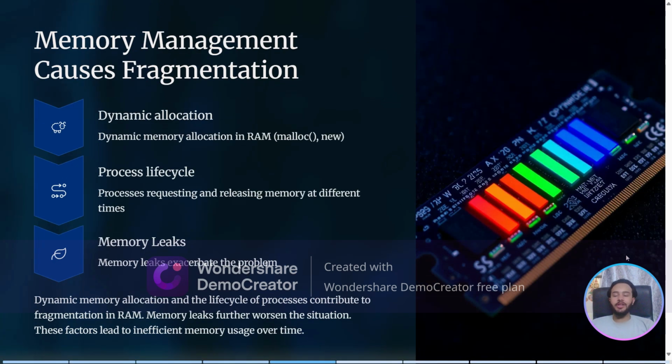Memory management causes fragmentation. Dynamic memory allocation in RAM is one factor. Process lifecycle: processes request and release memory at different times. Memory leaks exacerbate the problem.